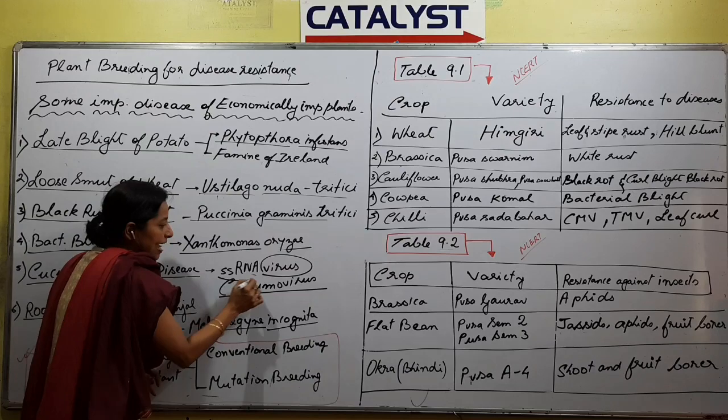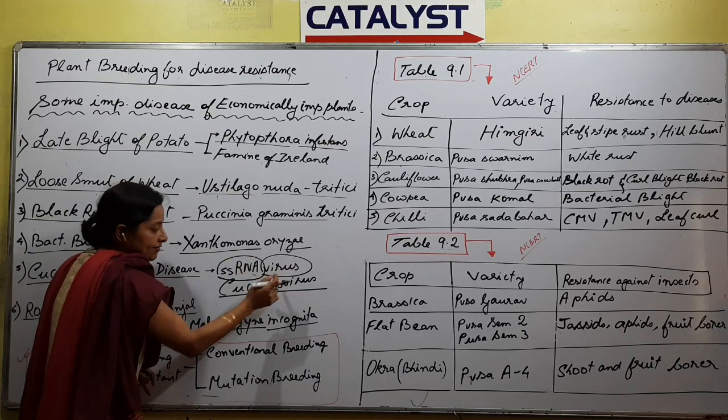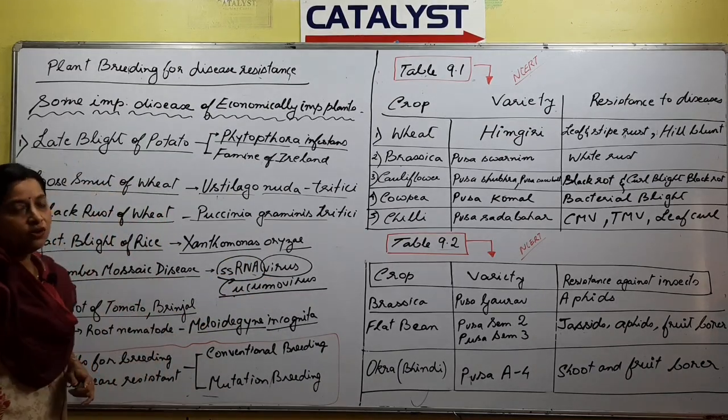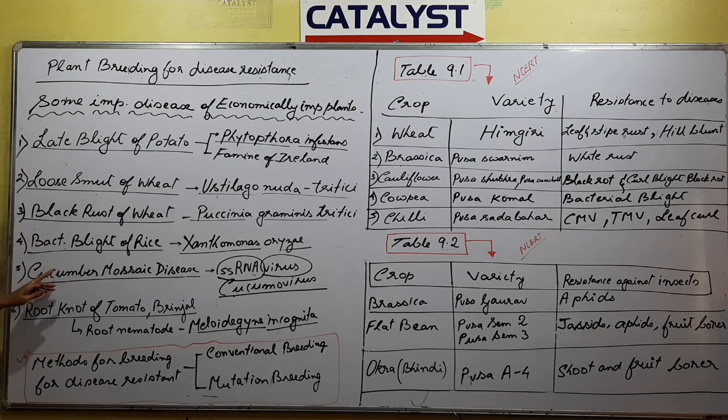So in this case we have a single stranded RNA virus and the name of the virus is cucumovirus. Next is the last one, root knot of tomato.